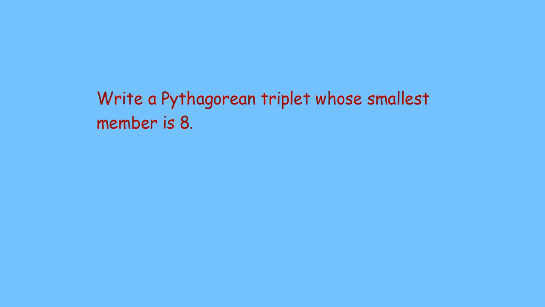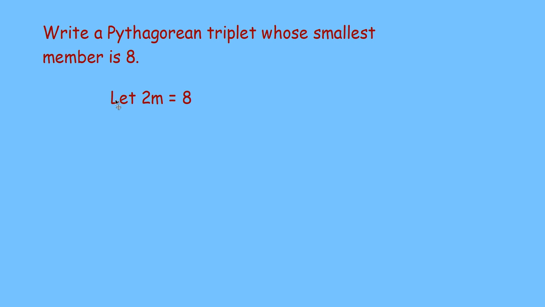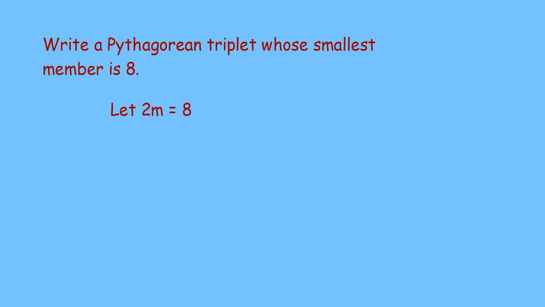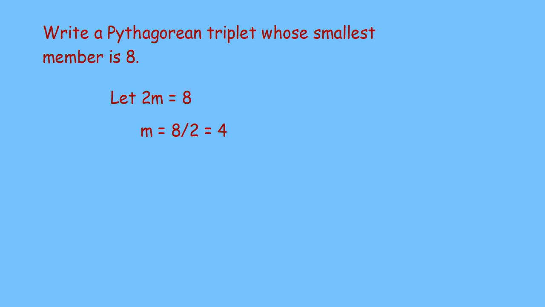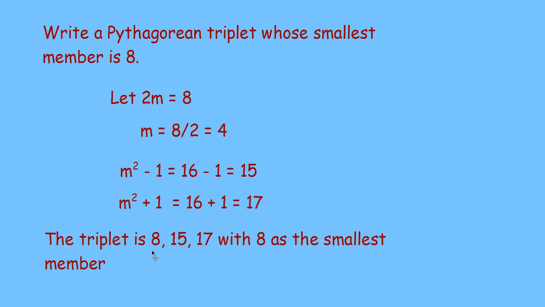Let us do a question. Write a Pythagorean triplet whose smallest number is 8. Let me take 2m is equal to 8. Then what is the value of m? m is equal to 8 by 2, which is equal to 4. Now you find out m square minus 1 and m square plus 1. m square minus 1 is equal to 4 square minus 1, that is 16 minus 1, you will get 15. m square plus 1 is equal to 16 plus 1, which is equal to 17. So the triplet is 8, 15, 17 with 8 as the smallest member.